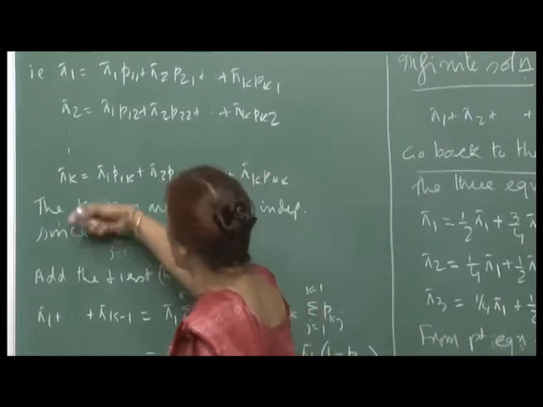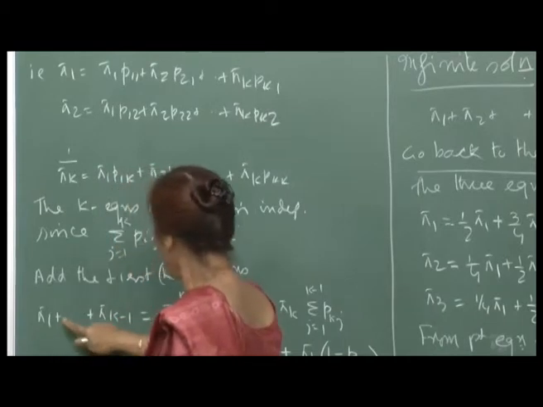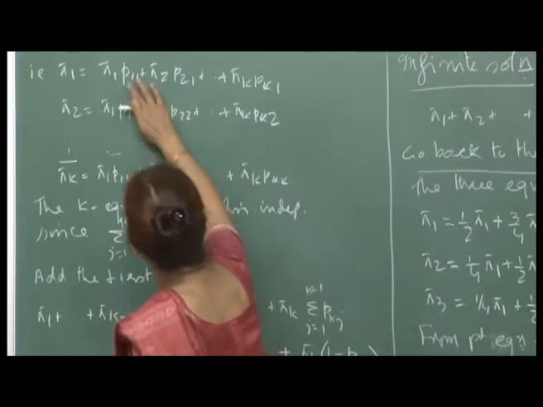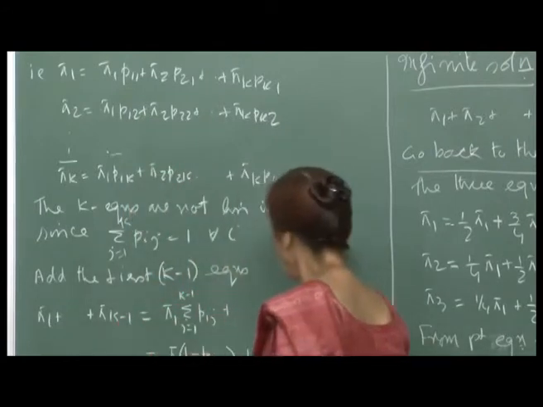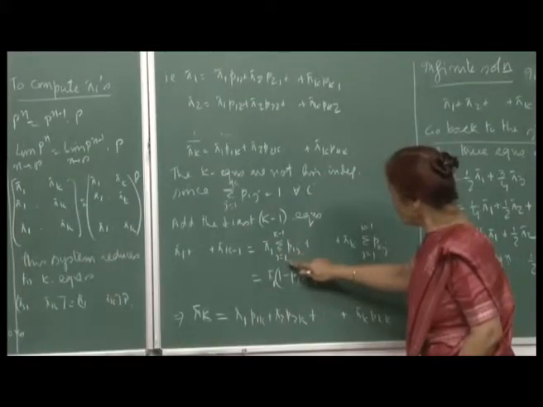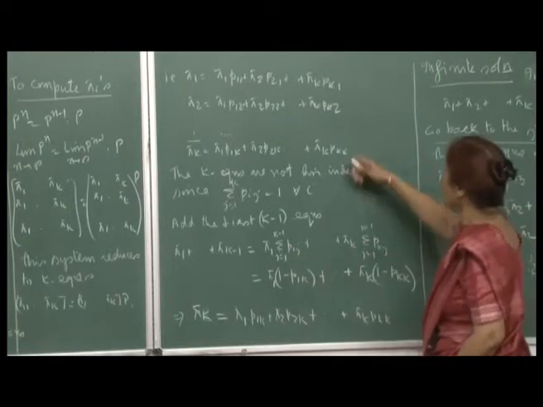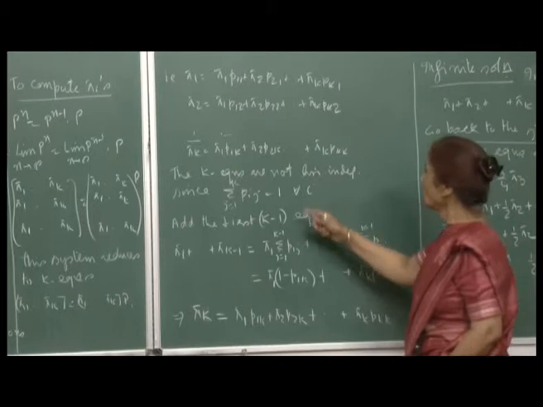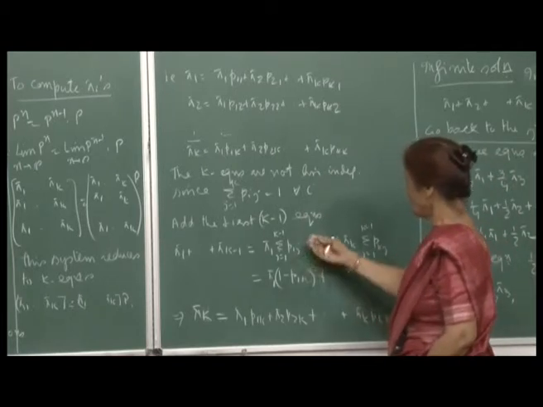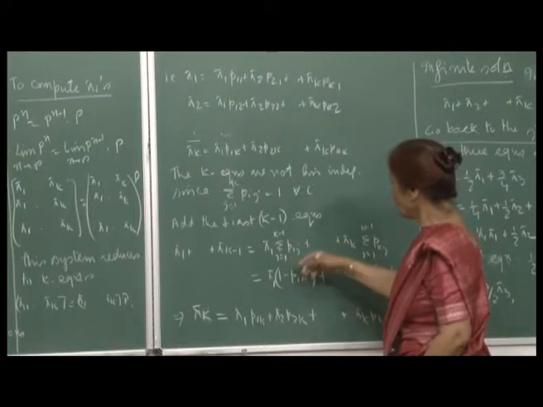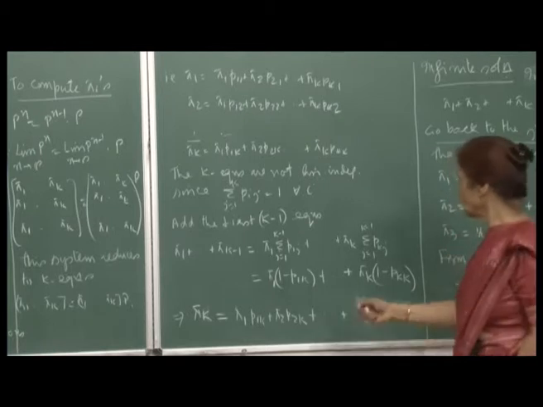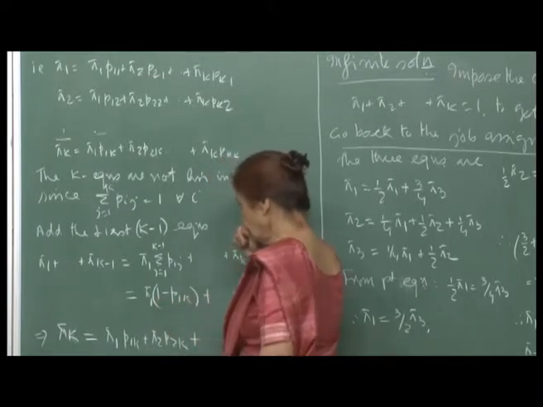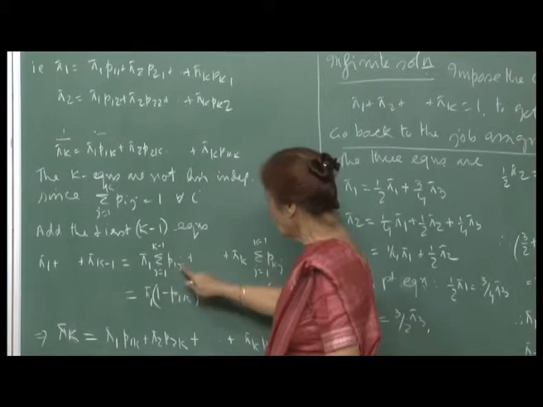So, let us add the first k minus 1 equations here. It will be pi 1 plus pi 2 plus up to pi k minus 1, and this is equal to, when you are adding the first k minus 1, you will be adding p 1 1 plus p 1 2 up to p 1 k minus 1, right. So, it will be pi 1 into summation p 1 j, j varying from 1 to k minus 1, and similarly, pi k into summation j varying from 1 to k minus 1 of p k j. Okay. Now, we know that the rows of the transition matrix will always add up to 1. So, therefore, sigma j varying from 1 to k minus 1 of p 1 j is actually 1 minus p 1 k, right, because this plus p 1 k is 1.